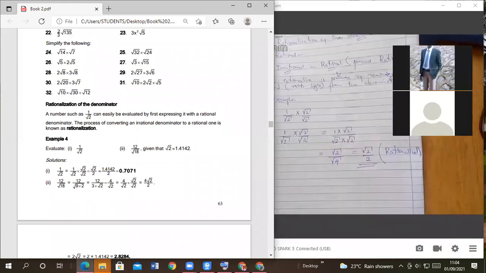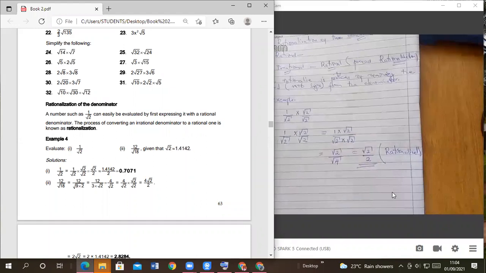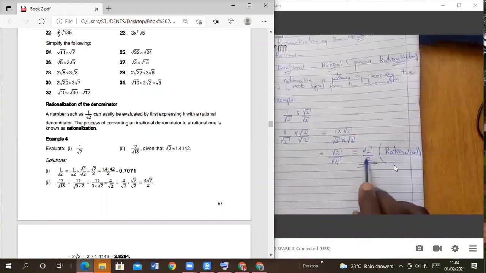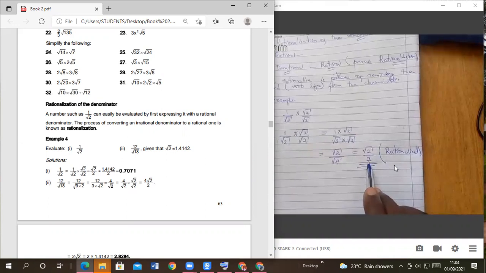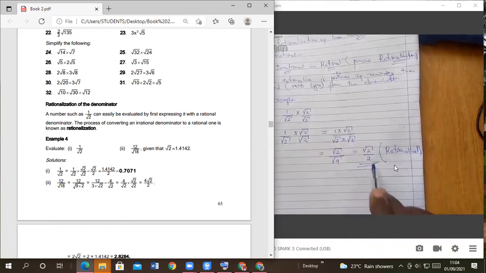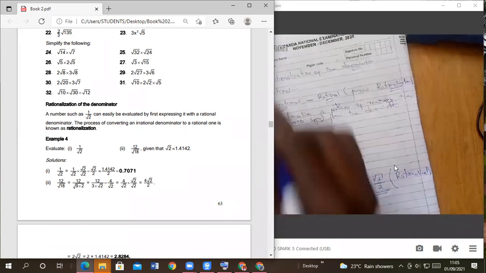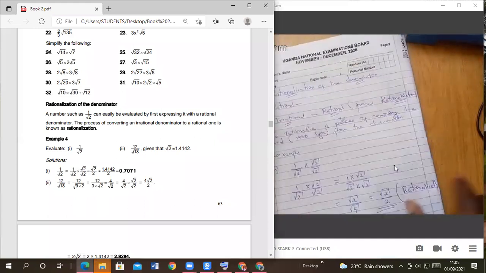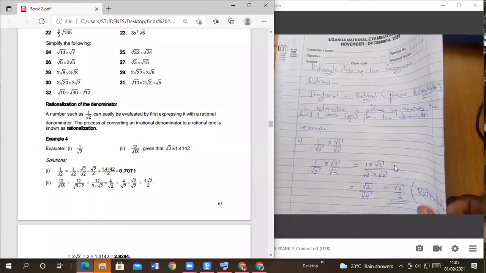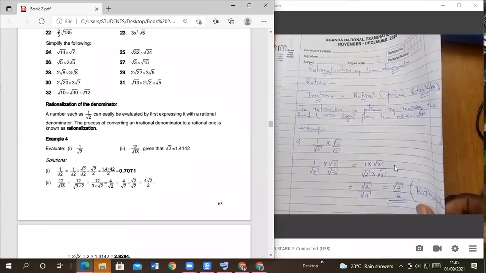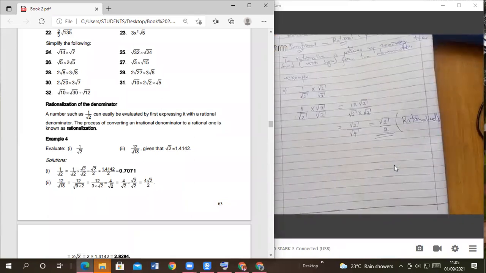Rationalized. Why? Because there is no square root in the denominator. You see, we have removed the square root from the denominator. Are you seeing that? And that process is what we call rationalization. As simple as that.